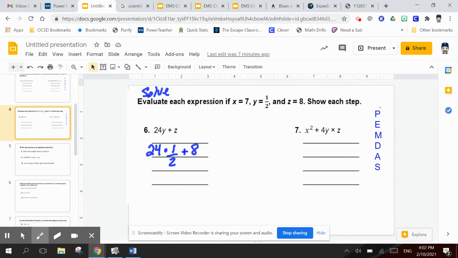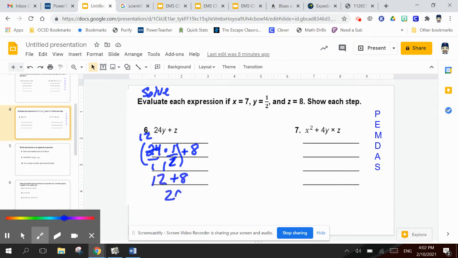Well, with my PEMDAS, I have order of operations. I have multiply first. So 24 over 1 times 1/2. If I simplify before I multiply, 2 goes into 2 once. 2 goes into 24 12 times. So I have 12 over 1, which is 12, plus 8 is 20.